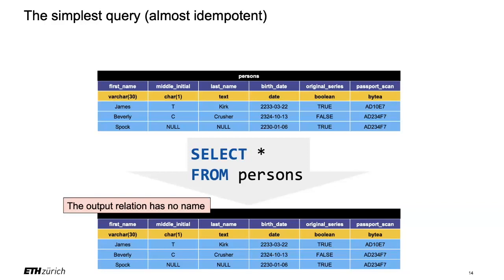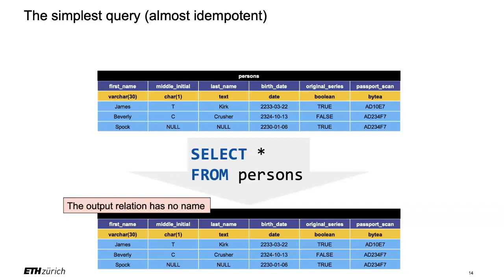But there is still a difference between these two tables, even though it's not visible maybe at first sight. The table on the top is a table that is actually persisted by PostgreSQL. It has a name, persons. It's stored on the hard drive. If you shut down the computer and switch it back on, it will still be there, right? So this is really a persisted table.